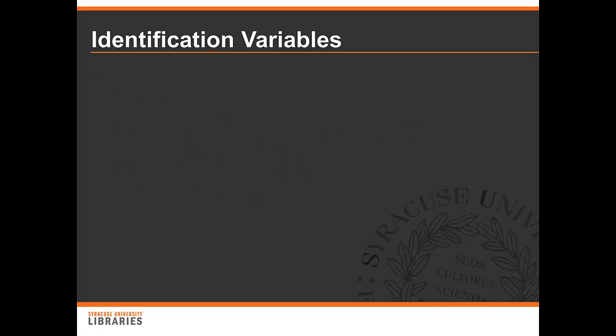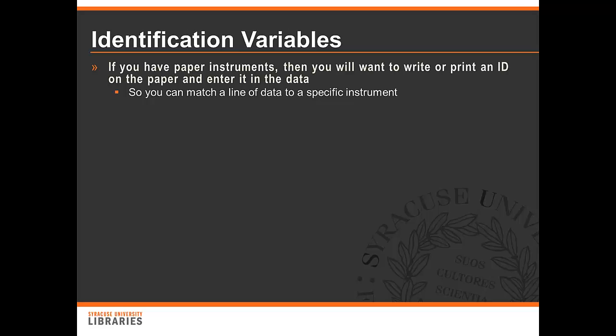Let's move on to identification variables. If you have a paper instrument or data collection forms, then you want to write or preprint an ID number on the paper and enter it in the data as a variable. This is so you can match a line of data to a specific paper instrument. It will be very important to be able to do this during the data cleaning phase of your project.